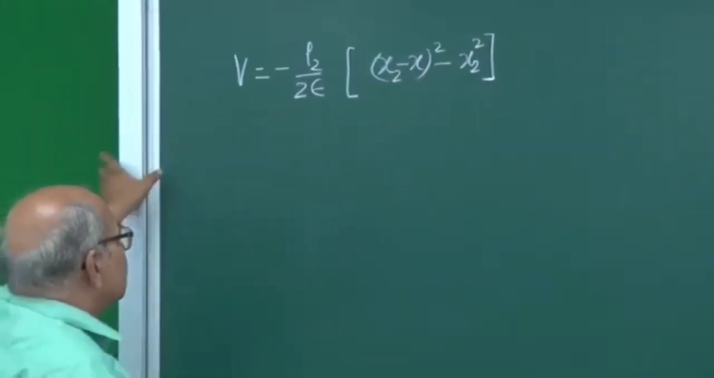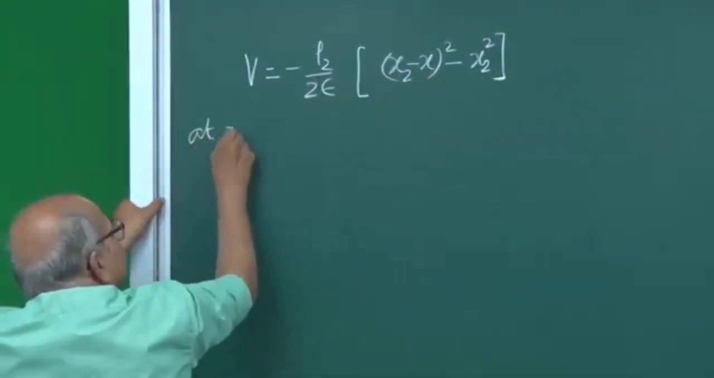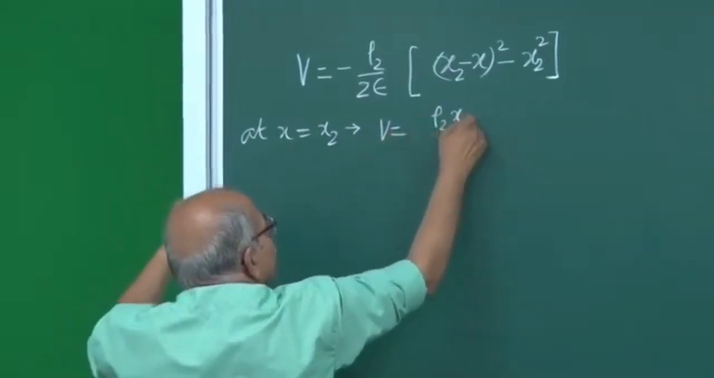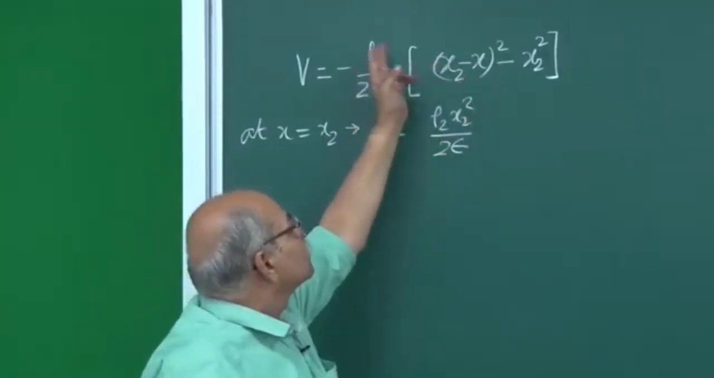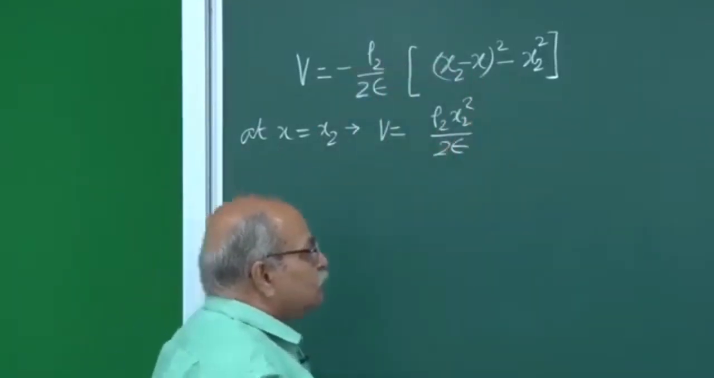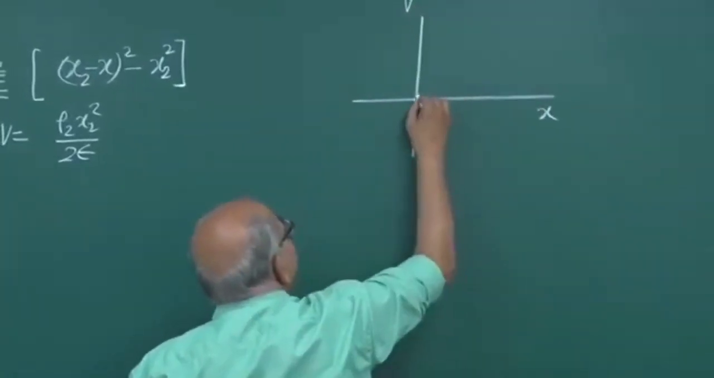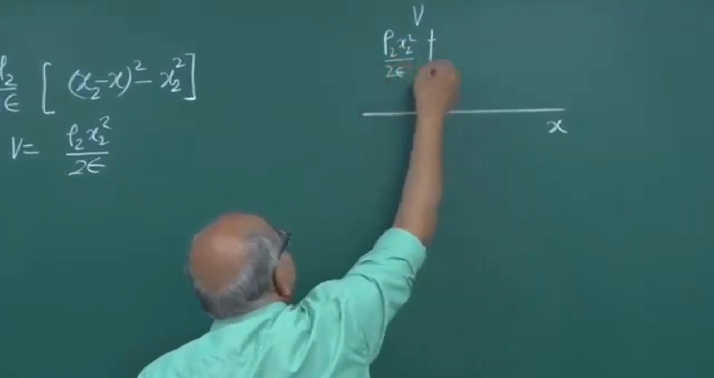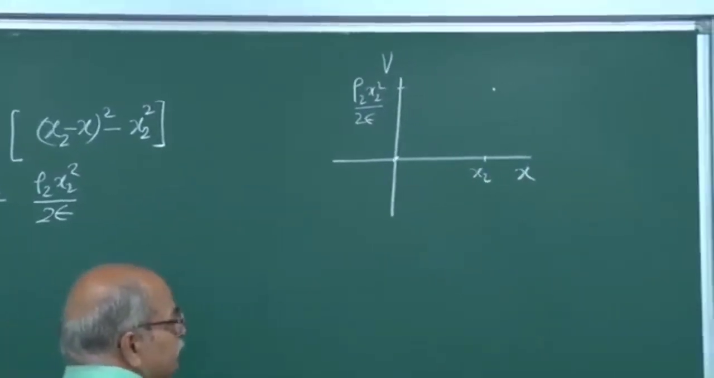So at x equal to 0, v is 0, and at x equal to x2, it is v equal to rho 2 x2 square divided by 2 epsilon, right? This is 0 here, and then rho 2 x2 square by 2 epsilon. So if you draw x in this direction, v in this direction, it's 0 here, and this is say rho 2 x2 square over 2 epsilon, and at x equal to x2, it must be this much, so it's here. And then it's quadratic.